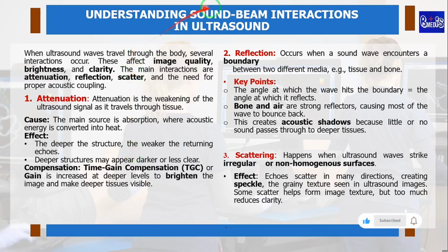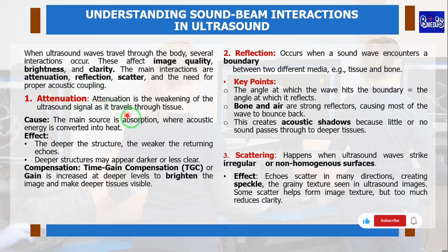Now let's understand sound beam interaction in ultrasound. When ultrasound waves travel through the body, several interactions occur. This affects image quality. Please take notes. This interaction affects image quality, brightness, and clarity. The main interactions are attenuation, reflection, and scatter, and the need for proper acoustic coupling. So let's take a look at the first, which is attenuation.